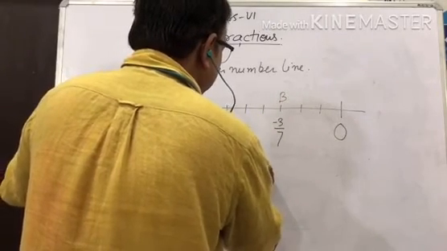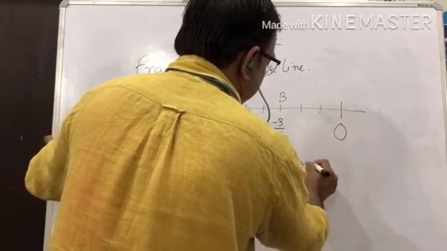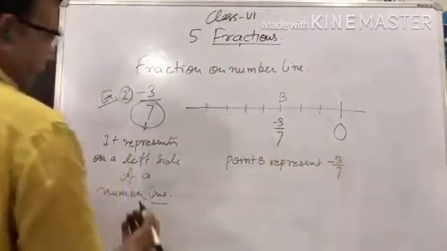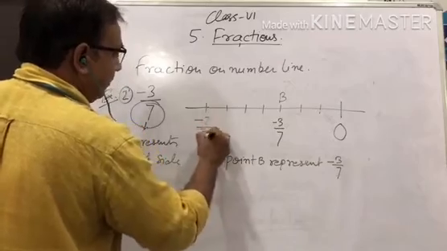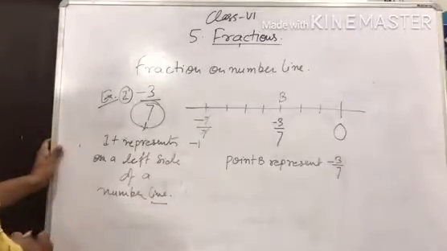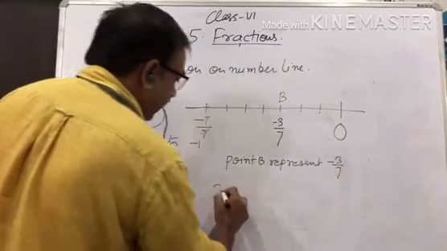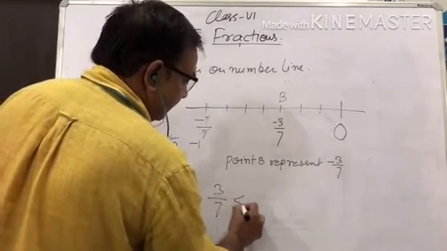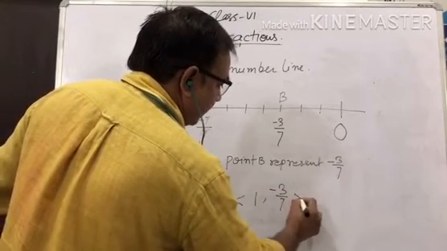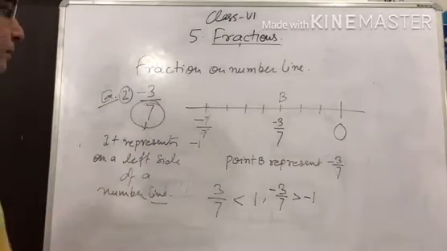Point B represents minus 3 upon 7. And if you want to check the whole number, the negative, this is minus 1. In negative numbers the concept is, if it is 3 upon 7, then it is less than 1, but if it is minus 3 upon 7, then it is greater than minus 1. Then it is greater than minus 1. Clear?